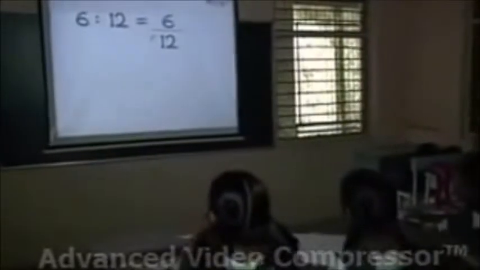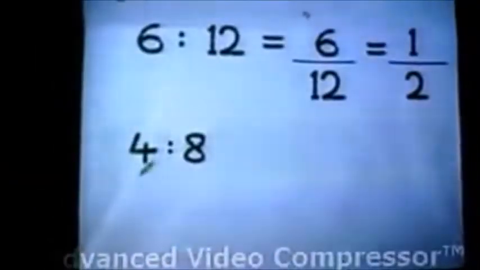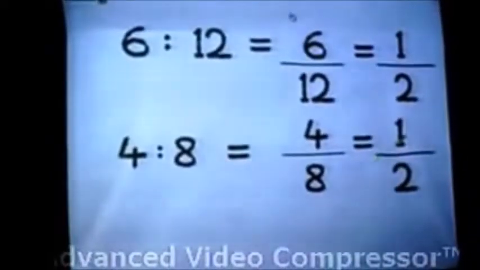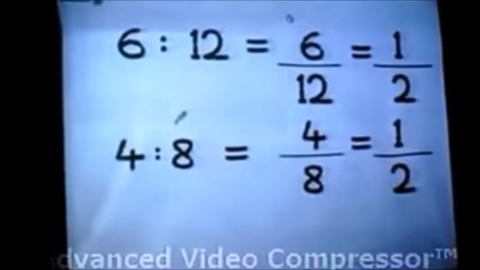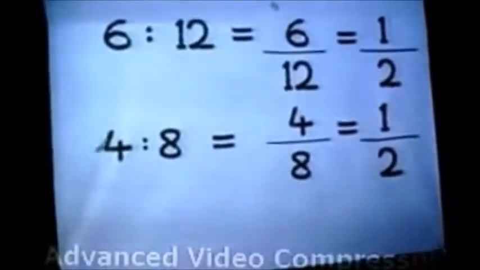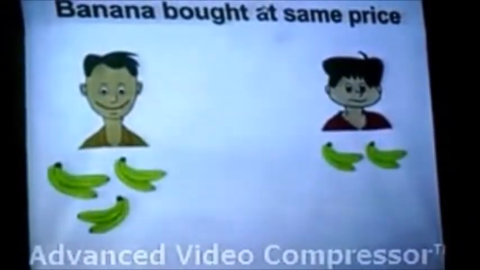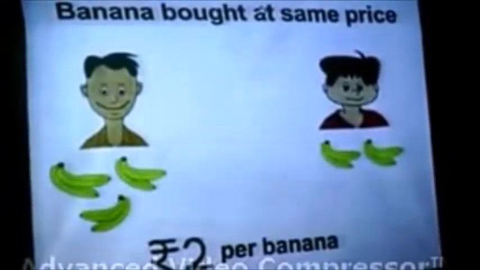Now there are two ratios. First one is 6:12. This can be further reduced. We write 1/2. Now coming to the second ratio, 4:8. We write it down. This gets reduced to 1/2. What do we see? The ratios 6:12 and 4:8 are equal. Aman and Anand bought the bananas at the same price, which is ₹2 per banana.